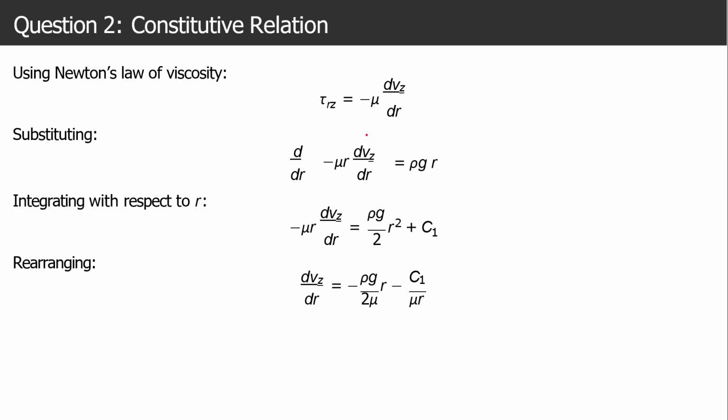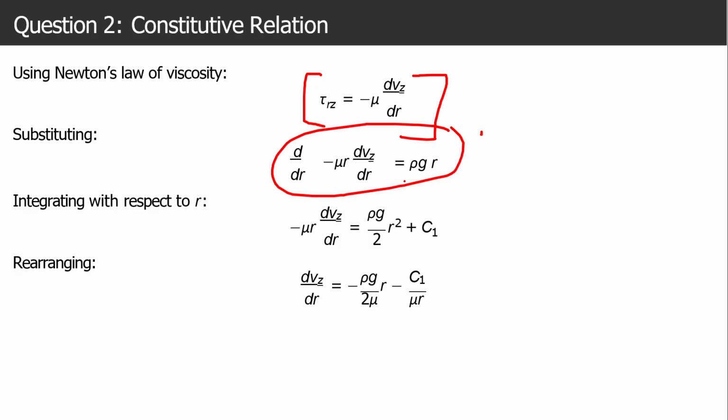Yes, so we'll be getting this. This is Newton's law of viscosity, tau rz equals minus mu dvz over dr. Again, substitute this law here. We'll be getting this. So again, integrate it. As you can see, there are two differentials, so after the first integration, we'll get one constant, c1. Rearrange it for the second integration.